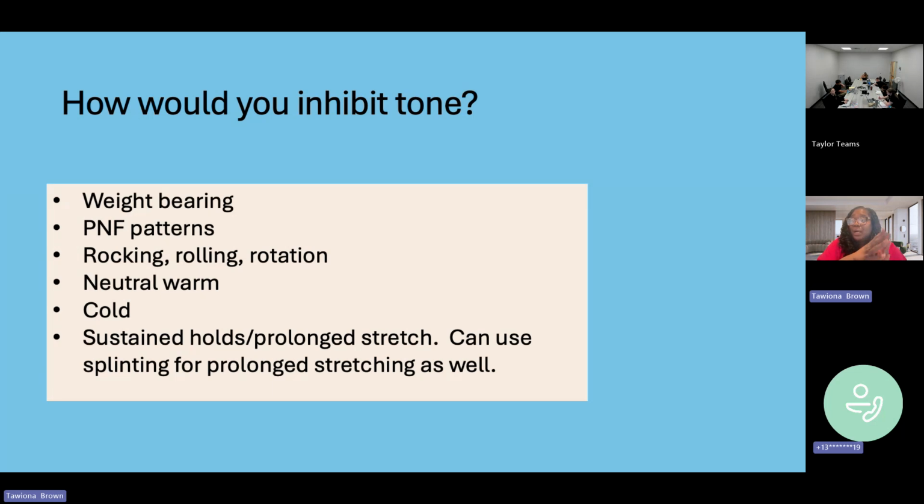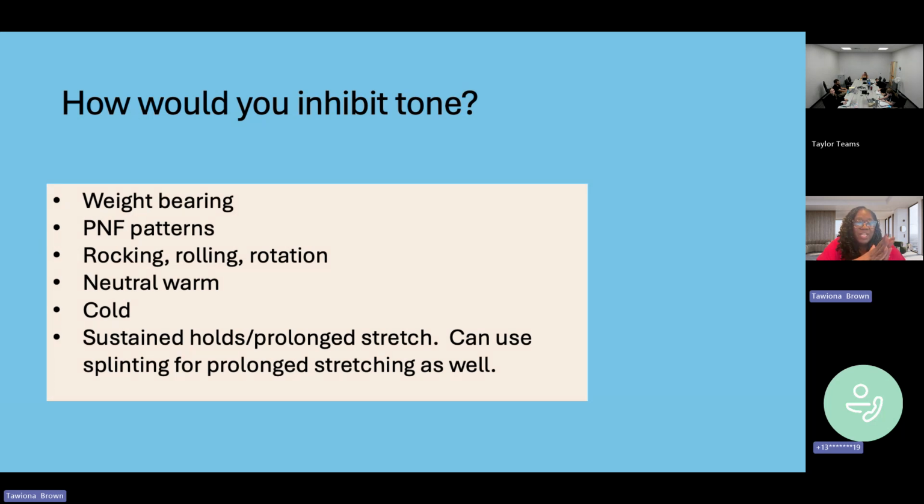What I call the 3 R's for relaxation: rocking, rolling, and rotation. Neutral warmth. A warm blanket does a lot to decrease tone and spasticity in a patient. Cold is kind of up in the air. Most people don't like cold. Cold serves as a facilitative technique and an inhibitory one. When you're using it to inhibit, it's just going to decrease the amount of neuronal activity and synaptic firing that occurs physiologically within the muscle.